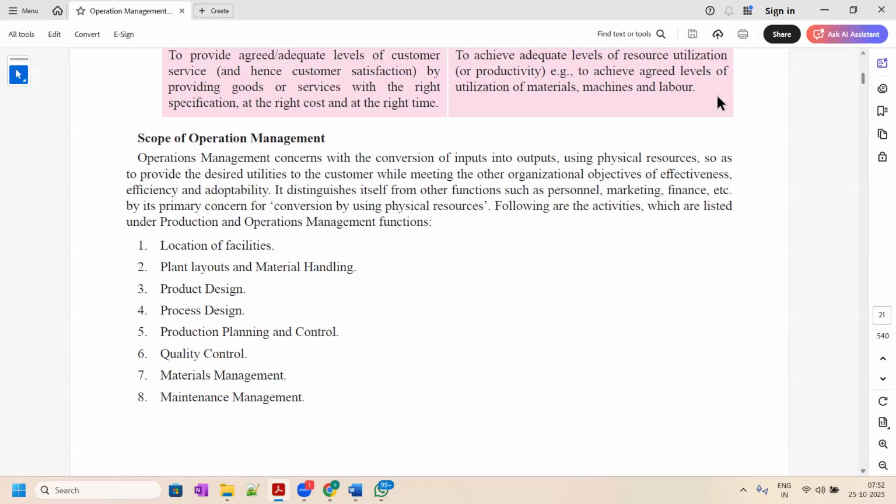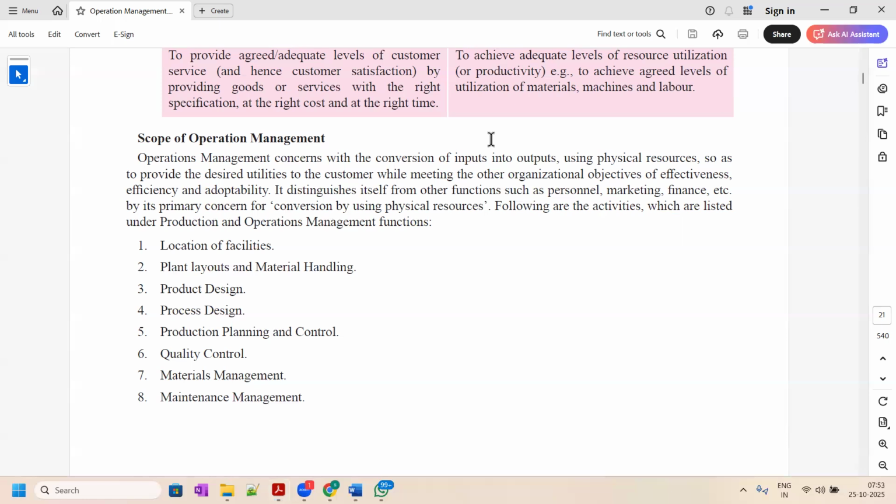Can you brief this point, Gagana? Yes, sir. Can you brief this point, scope of operation management? Eight points are given. Yes, sir.